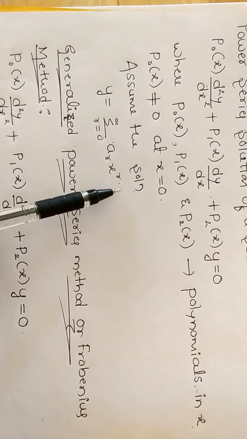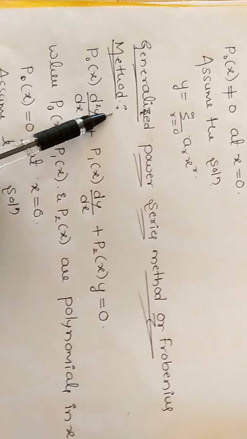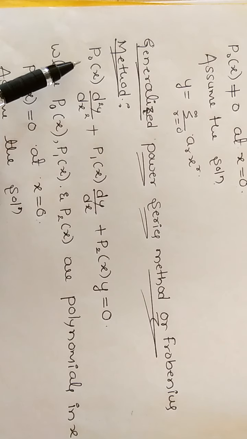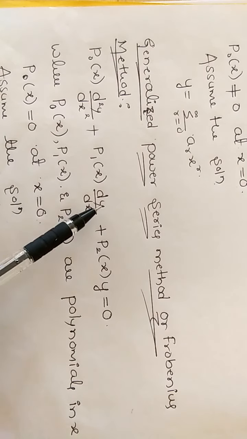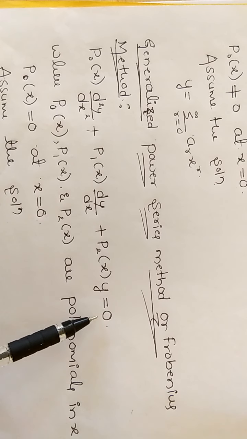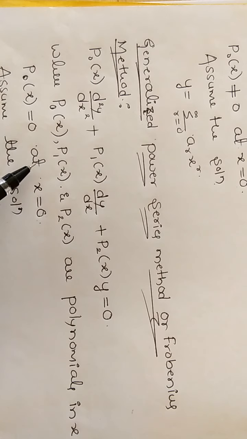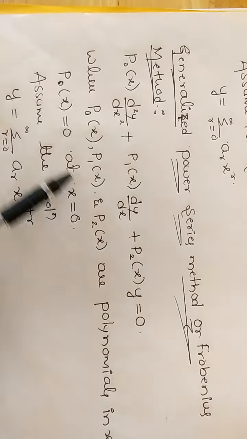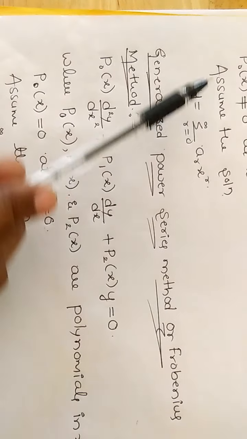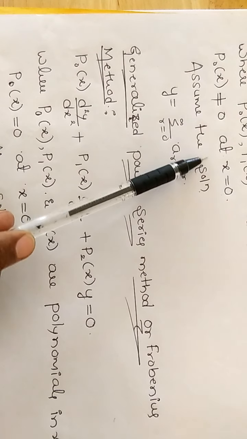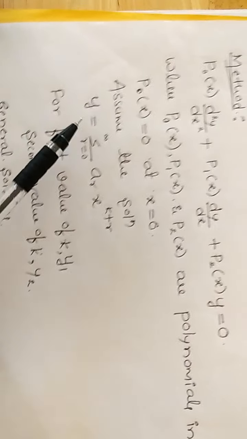Next, the generalized power series method, or you can call it the Frobenius method. Condition is different. P0 of x into d square y divided by dx square plus P1 of x into dy by dx plus P2 of x into y is equal to 0. Same, P0 of x, P1, P2 all are polynomials in x. But the main condition is P0 of x is 0 at x is equal to 0. In the power series method, P0 of x is not equal to 0 at x is equal to 0. And the solution is also slightly different.